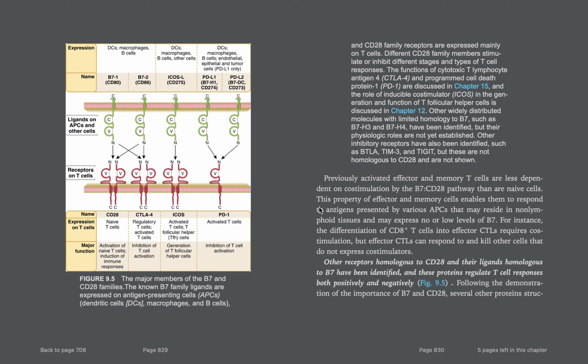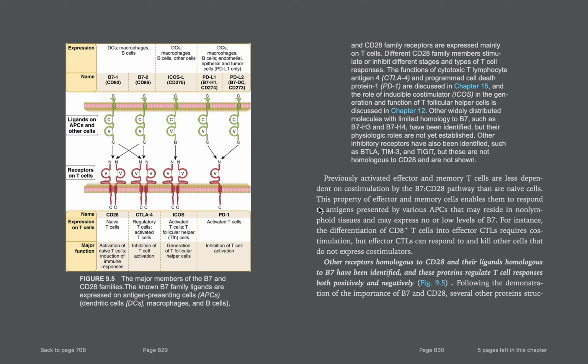If you look carefully and read this, you will get the picture that the major members of the B7 and CD28 families, the known B7 family ligands, are expressed on antigen-presenting cells, dendritic cells, macrophages and B cells, and CD28 family receptors are expressed mainly on T cells. Different CD28 family members stimulate and inhibit different stages and types of T cell response.